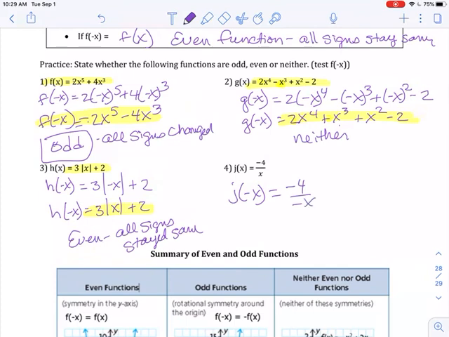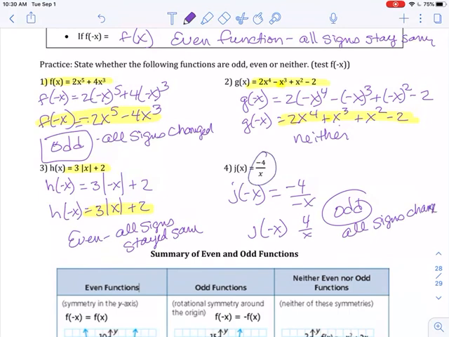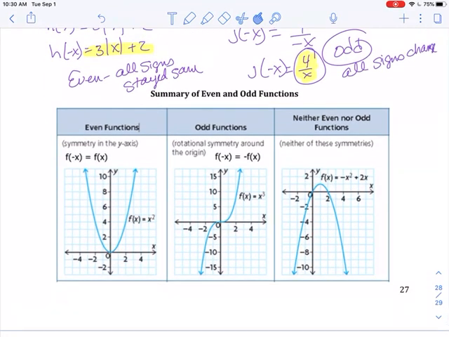And this last one, j of negative x, negative 4 over negative x. Well, negative 4 over negative x is 4 over x. So all the signs changed, therefore this is odd. Because the original was negative, and the new one is positive. This is considered one term, so the term itself in the original was negative, and the term in the new one is positive. So it's not that the top is negative and the bottom is positive, it's just one term.